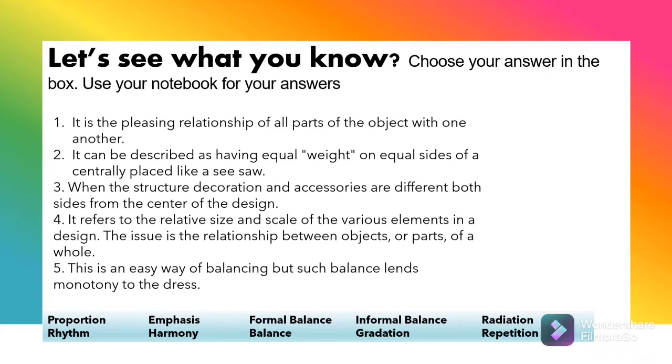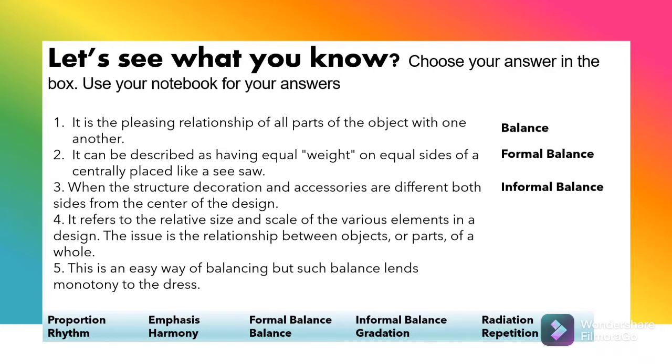Alright, time is up. For number 1, our answer is balance. Number 2, it can be described as having equal weight on equal sides of a centrally placed, like a seesaw, that is formal balance. When the structure, decoration, and accessories are different on both sides from the center of the design, that is called informal balance. It refers to the relative size and scale of the various elements in the design.